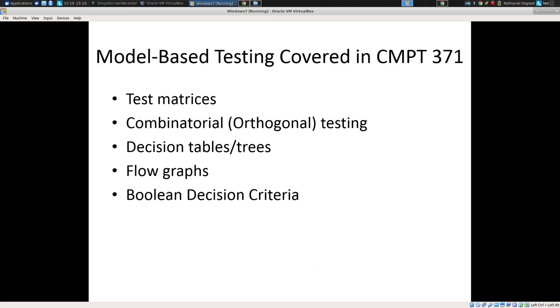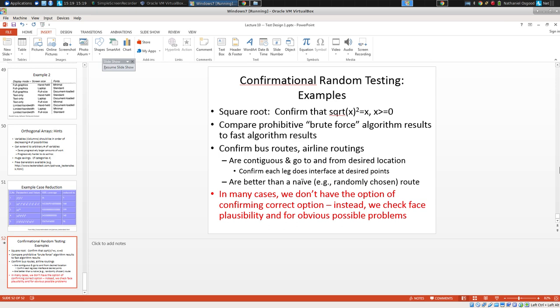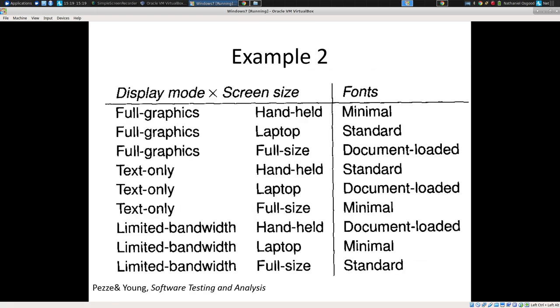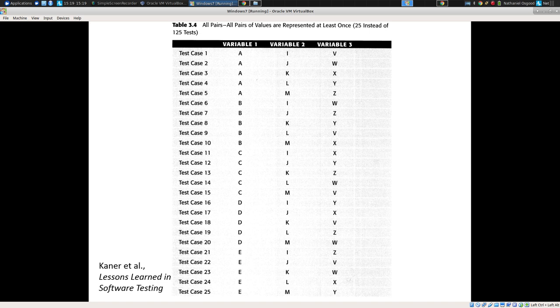So in the course of these lectures, we're going to see a number of models. One is a test matrix. We saw it with orthogonal array testing, where we have these different possibilities of combinations of things that we saw last time, right? Remember this?